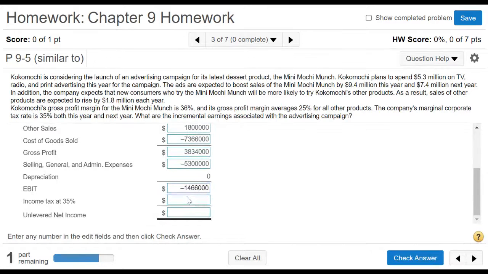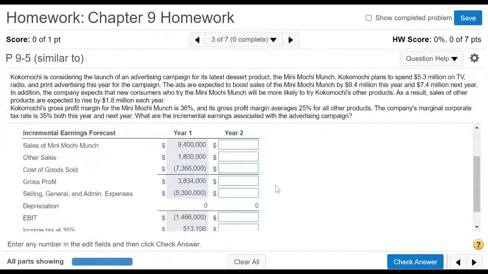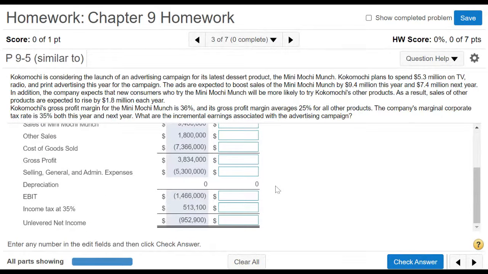Right. Now, what's 35% of that? It's 513,100. And what's the balance here? Negative 952,900. Make sense? Yeah. Okay. So my question was, do we write the negatives for the net income?